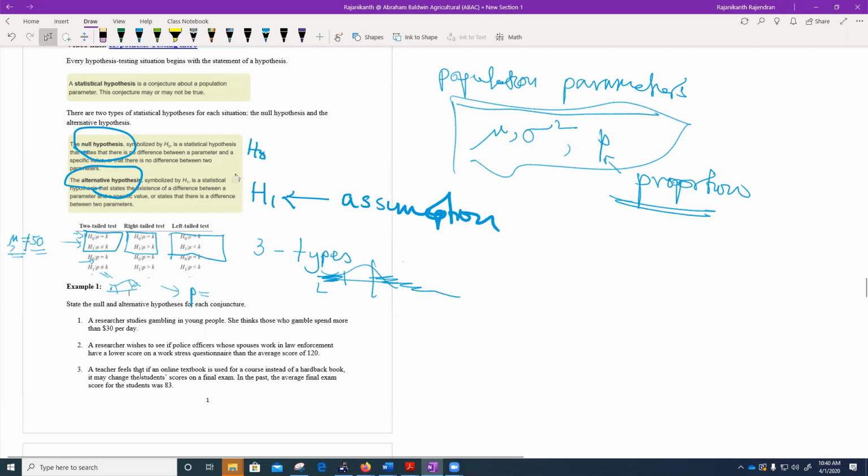Right. If this is the case now, could you read the problem one by one? This example states the null and alternate hypothesis for each conjecture. Conjecture means kind of assumption, right? Okay. Now what is your task? Your task is to set up hypothesis testing.